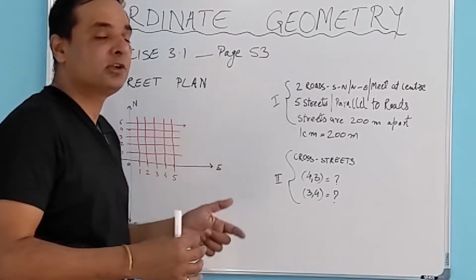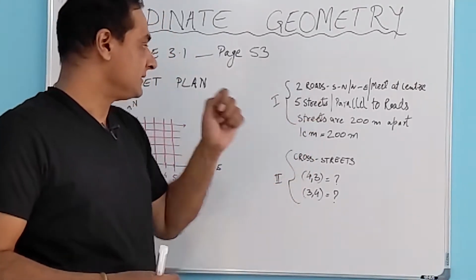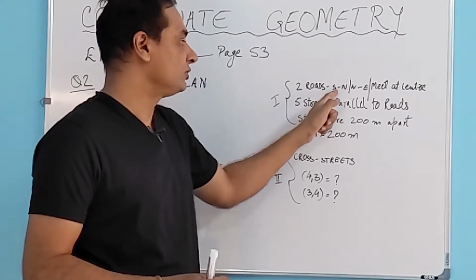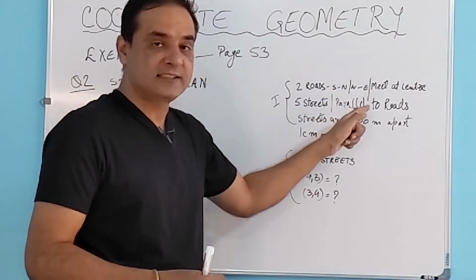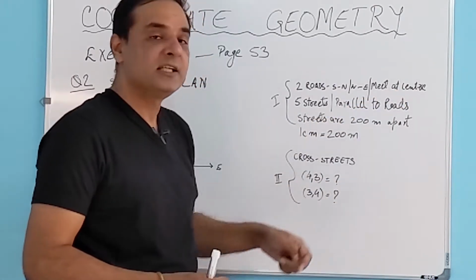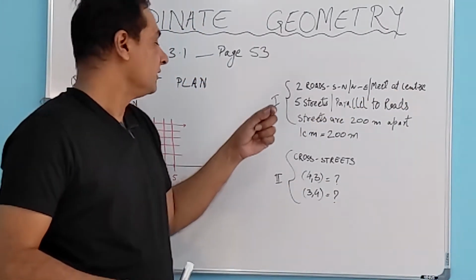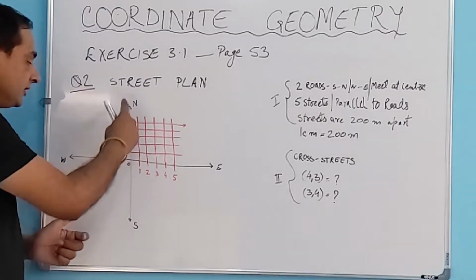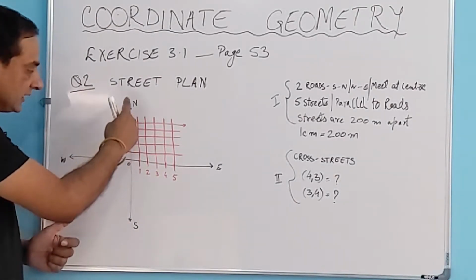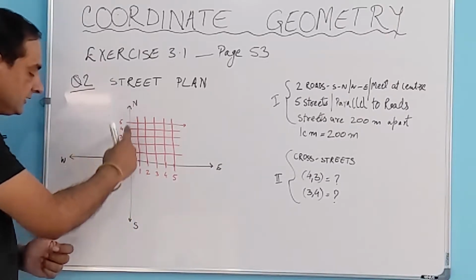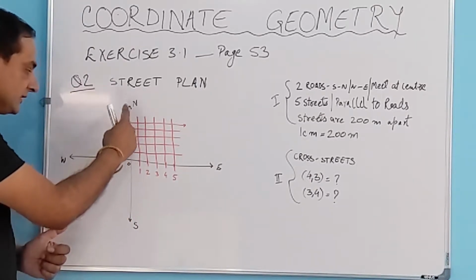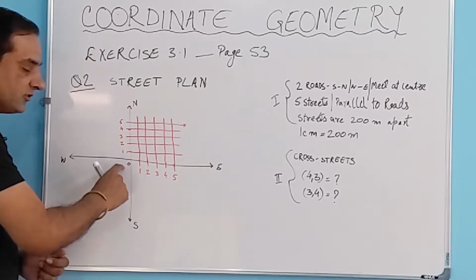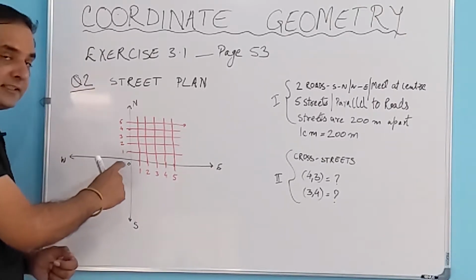creating the street plan on the paper, and the question says that there are two roads which are running south to north and west to east direction, and they meet at the center of the town. So if we look at this figure over here, we have created these two roads. Consider these two lines which are basically the roads. This is north to south and this is east to west, and they are meeting each other at the center of the town, which I have named as O.